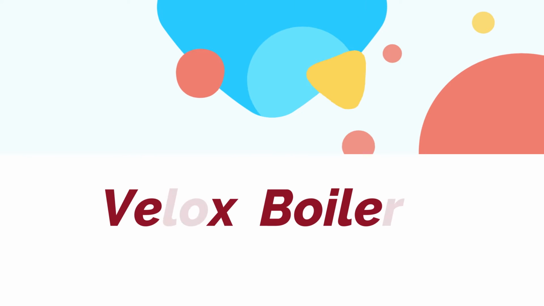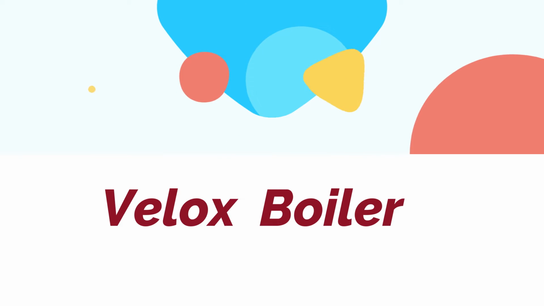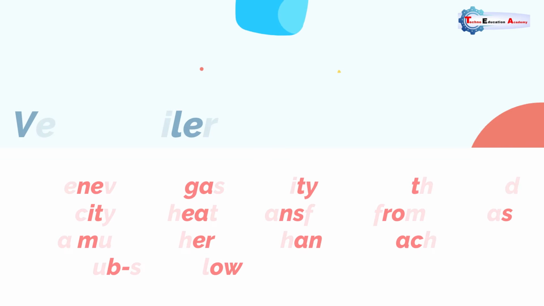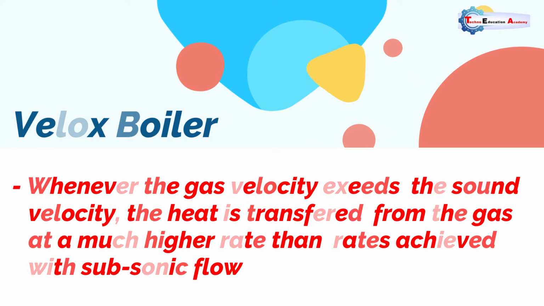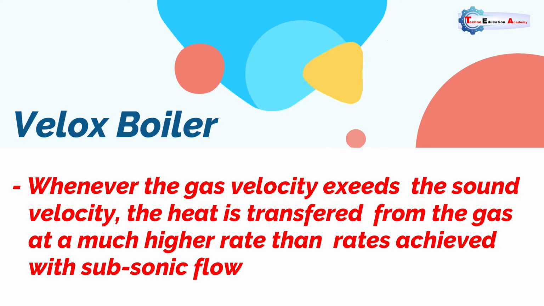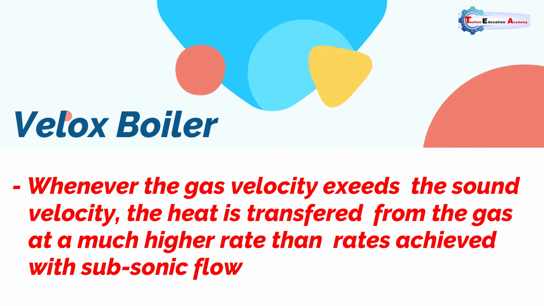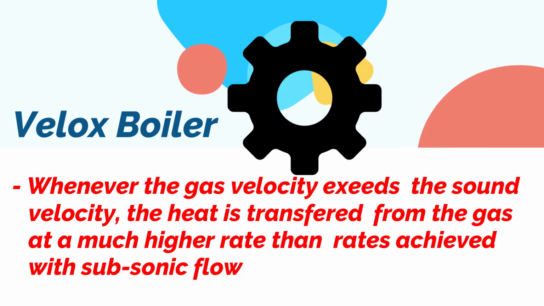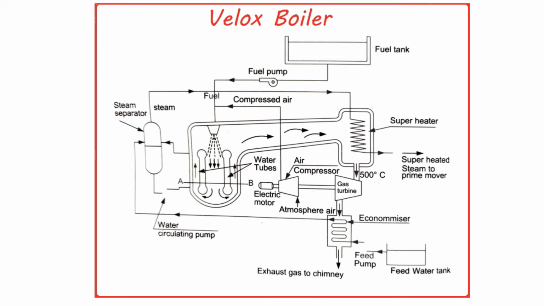In this video lecture, we will discuss the working principle of the Velox boiler. This boiler works on the principle that whenever the gas velocity exceeds the sound velocity, at that time the heat transfer rate from the gas is much higher than the rate achieved with subsonic flow. Here we increase the velocity of air by using a compressor, and the velocity becomes supersonic. At this supersonic velocity the heat transfer rate is more. This fact is used in the Velox boiler to achieve a large amount of heat transfer from even a small surface area.